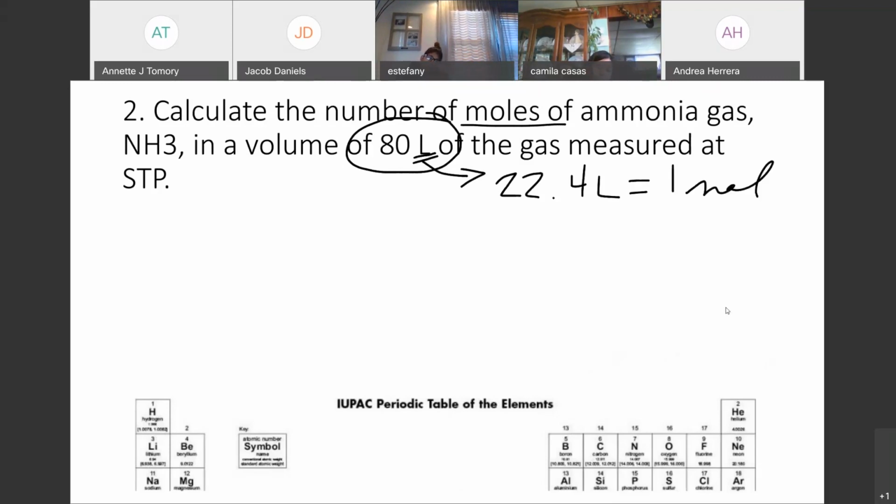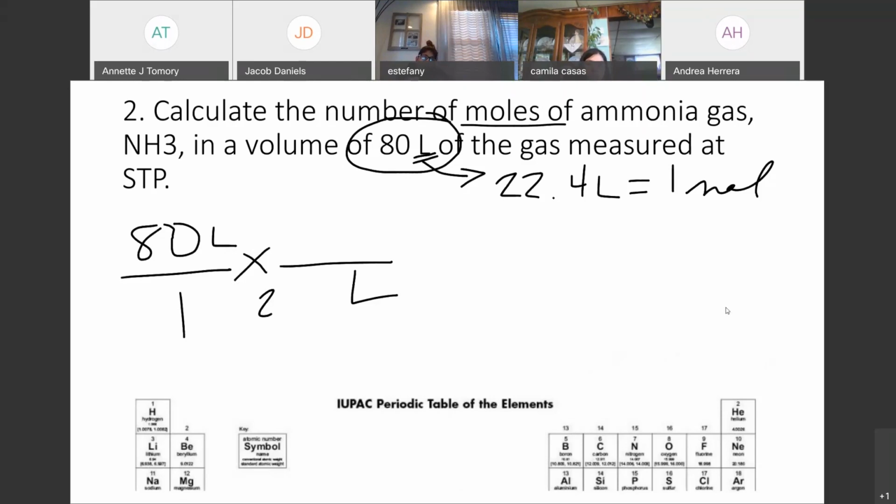All right, so we have 80 liters. What am I going to do with 80 liters? Put it over 1. Is that 22.4 ever going to go over 1 on the very first line? No, because that's the conversion factor. I have liters on top. What do I put on the bottom of the next one? Liters. So we're going to divide. What number am I going to put with the liters? 22.4. And then what will go on top here?